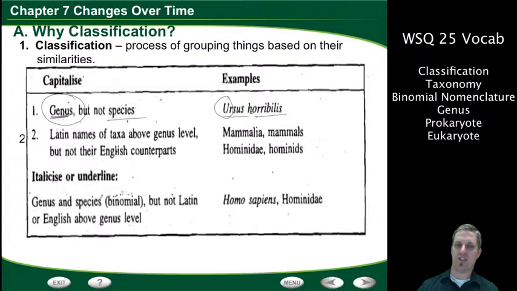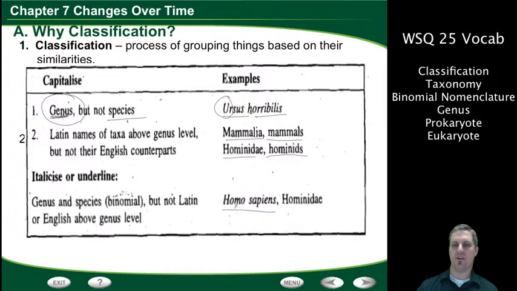The other thing you need to understand is that you're supposed to capitalize Latin names above the genus level. So anything above genus is capitalized, like Mammalia or Hominidae. But you don't capitalize the English parts of it, just the Latin. We'll show that as we move on. We also want to italicize or underline the genus and species.